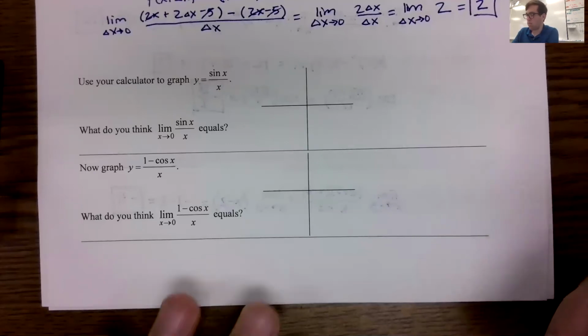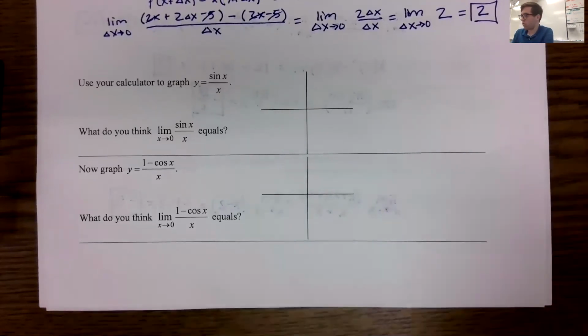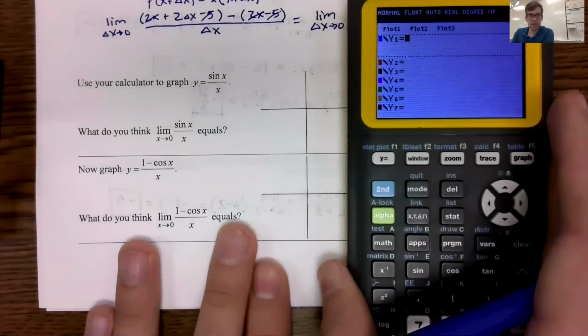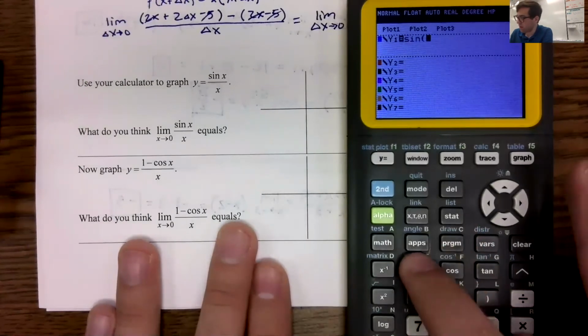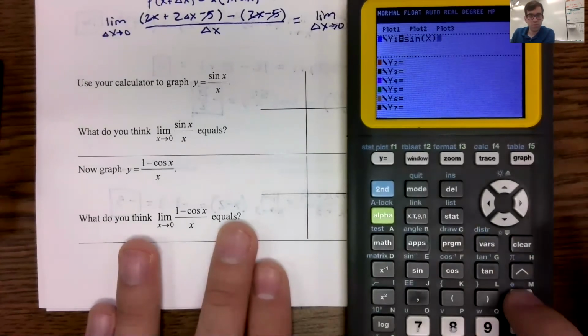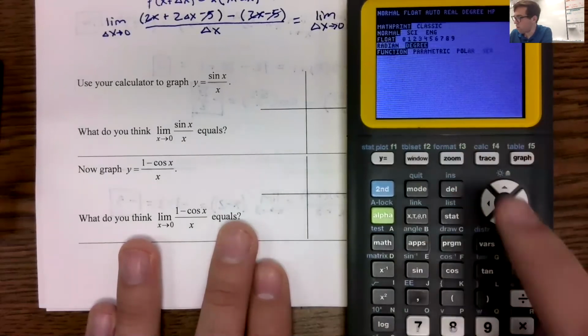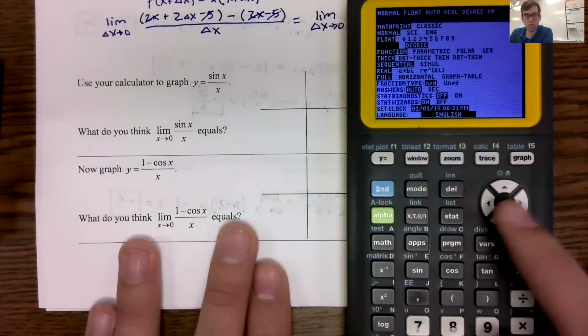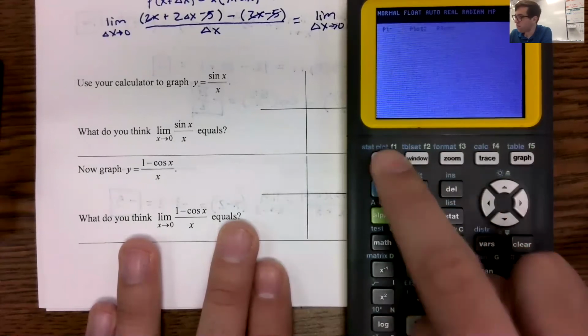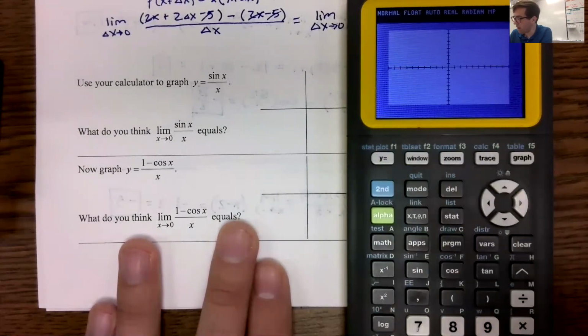So I'm just going to do a basic rough sketch here if you want to on your calculator. You can graph this. So if we do that, we're going to get sine of x over x. I'm going to make sure that I am in radians mode. Ooh, I was in degree mode. Sine x over x, graph.